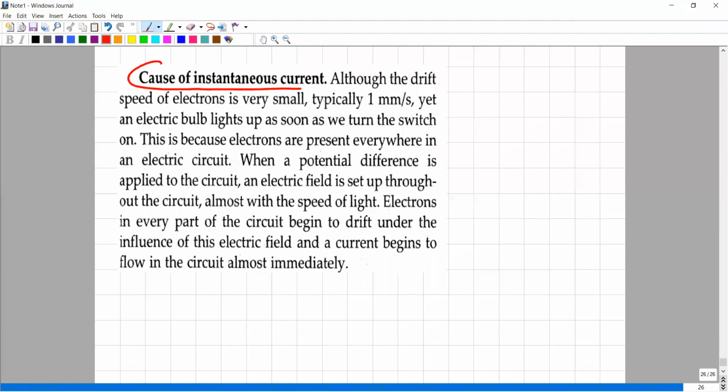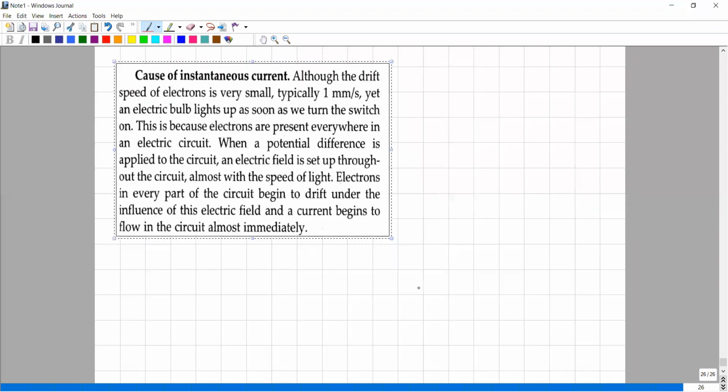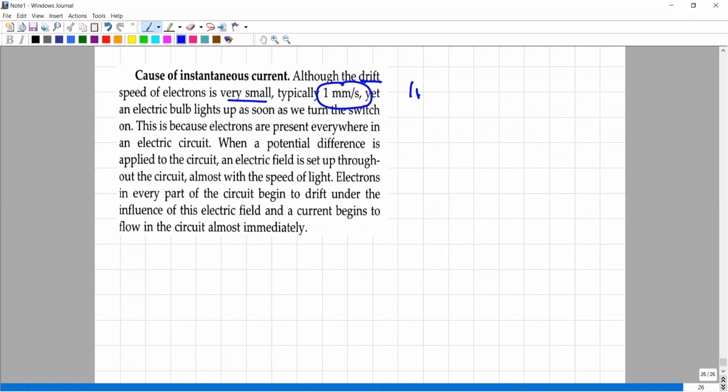Cause of instantaneous current. Now, think about this: we have just done drift velocity, and we also discussed that the drift velocity value is very small, typically about 1 millimeter per second. So how does it happen that when you switch on your electric bulb, it lights up as soon as we turn the switch on?